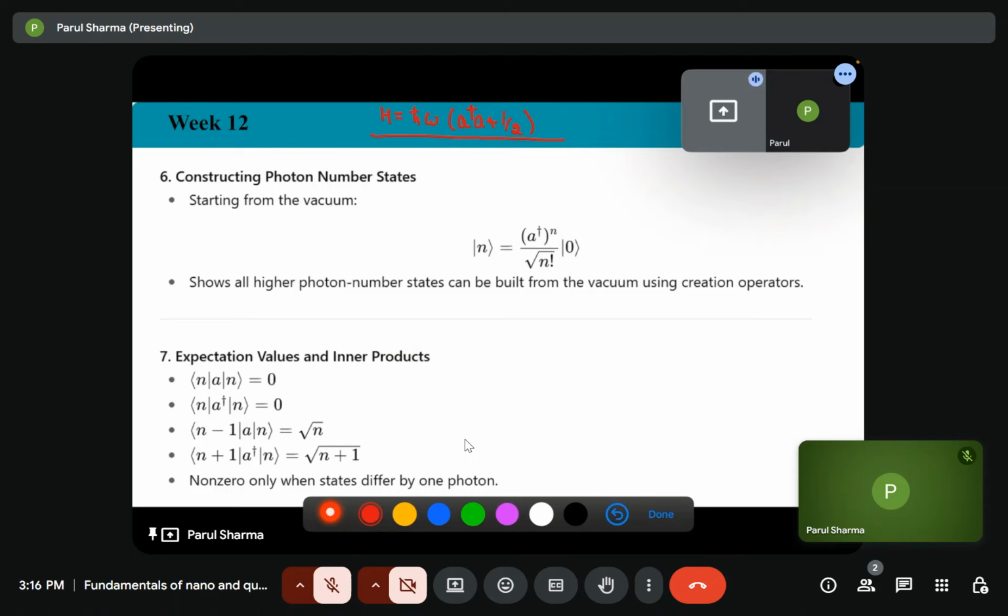So now if A dagger A will act on n, is equal to... so when A operates on n, what will it give? It will give root n, and the state will be n minus 1.